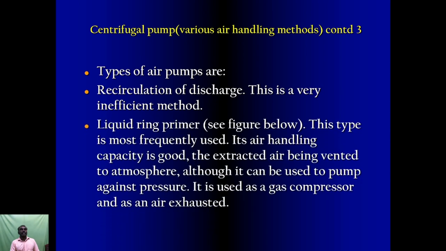The types of air pump: the first one is recirculation of discharge. This is a very inefficient method. The second is the liquid ring primer. This type is most frequently used. Its air handling capacity is very good. The extracted air is vented to atmosphere, although it can be used to pump against pressure, as a gas compressor and as an air exhaust.